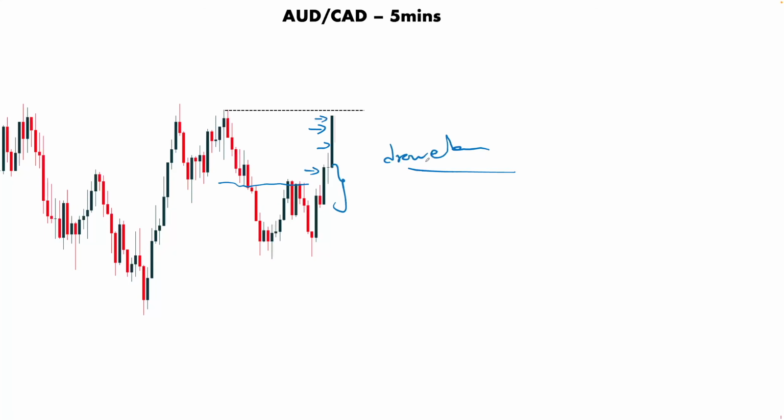Then followed by this candlestick here. This is a rejection. You can see that we closed inside the range. So this is an opportunity for you to take a sell and then put a stop loss above the high of this candlestick here. But sometimes you can still be stopped out even if your analysis is correct.